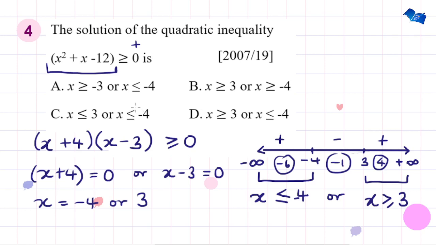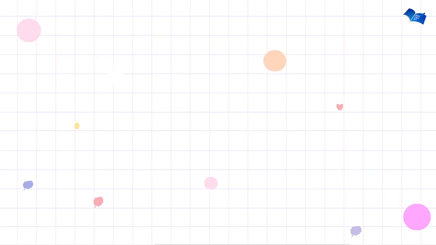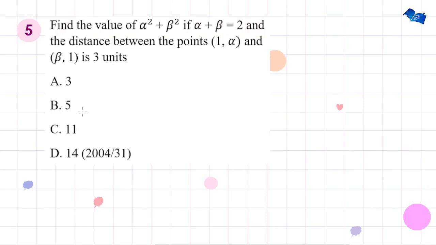Which one is correct? That is option D. x is less than or equal to minus 4, x greater or equal to 3. I hope you got that one. So that's how you solve quadratic inequality.